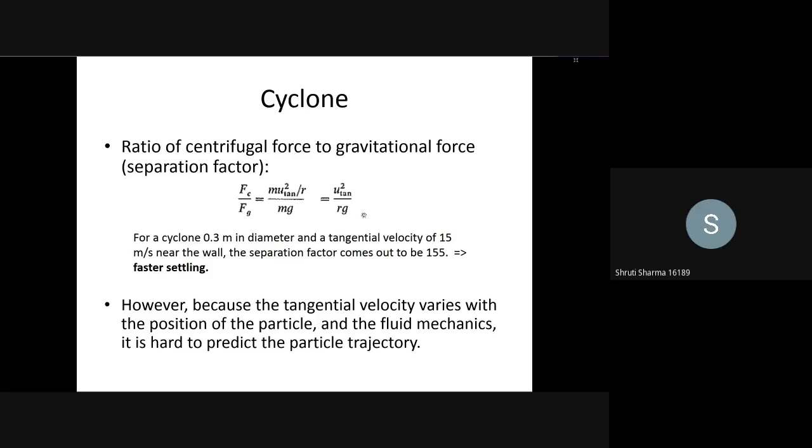Okay, please repeat this point. So this separation factor is Fc by Fg. Fc is the centrifugal force and Fg is the gravitational force. What centrifugal force does is it sends the particle away from the center of the tube, because the heavy particles will tend to go outwards.